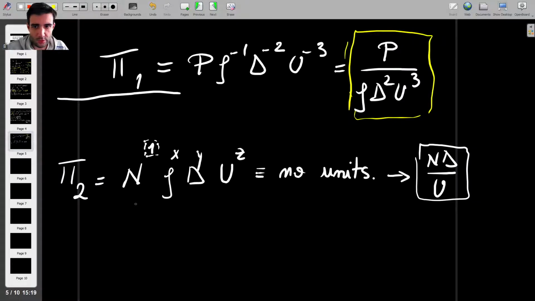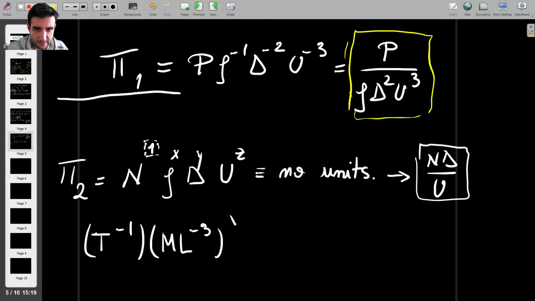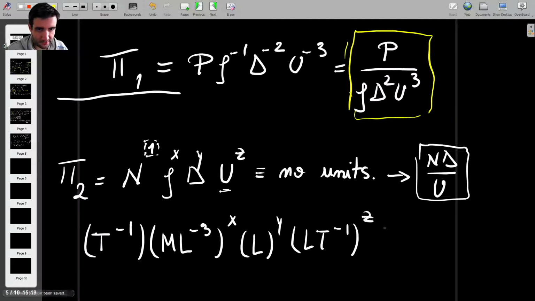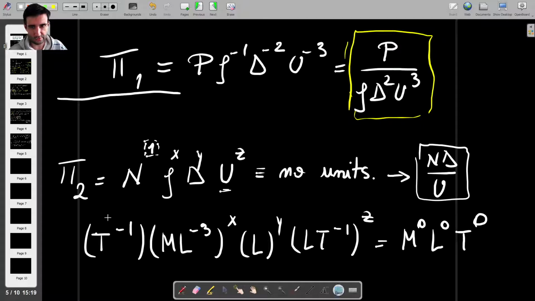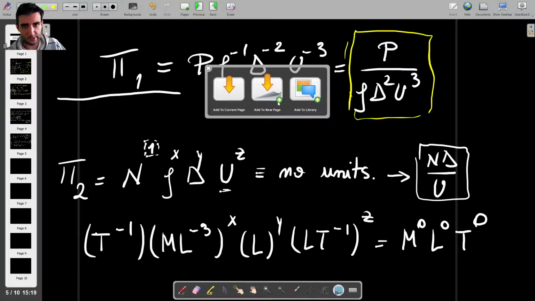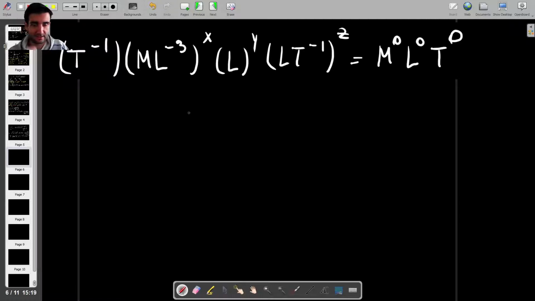We have n, the rotational speed, so that's time to the minus 1. Then we have the density rho, which is mass length to the minus 3, to the power x. And then we have D, the diameter, that's length to the y. And then we have U, which is LT to the minus 1, to the z. And this is equal to M to the 0 as usual. Okay? So let's take this and move it around a bit, and see how we can find the new x, y, and z terms.